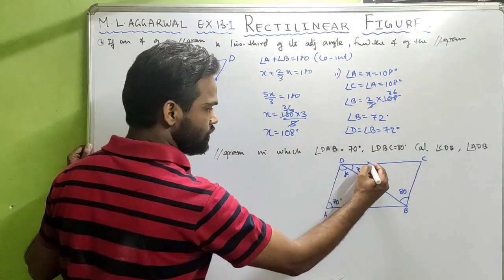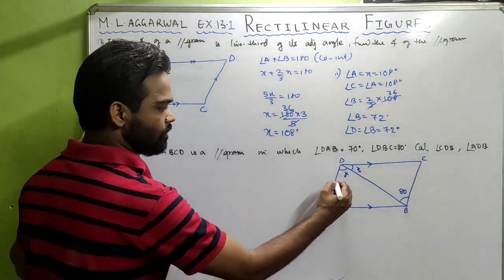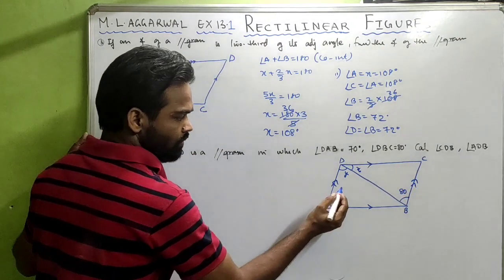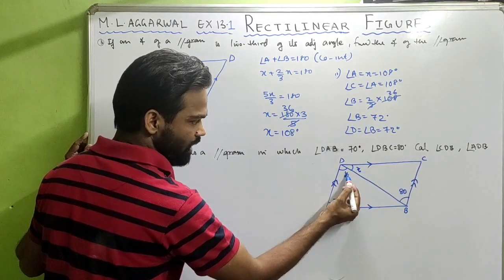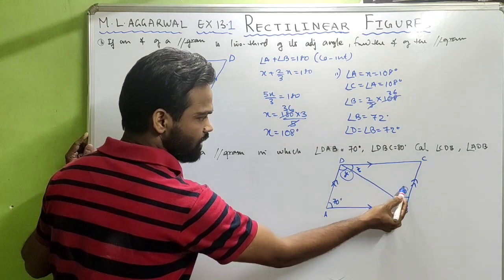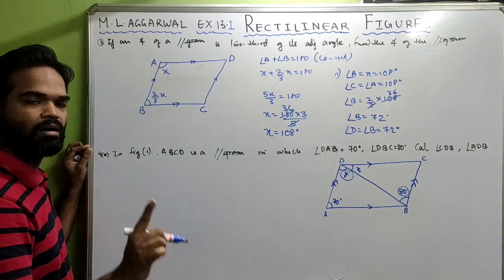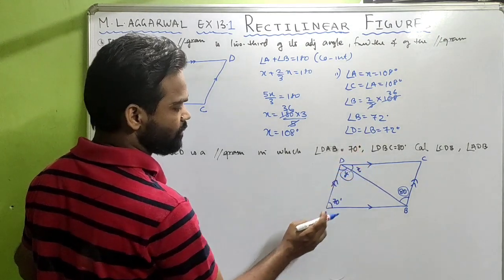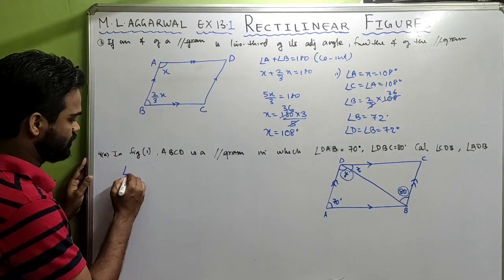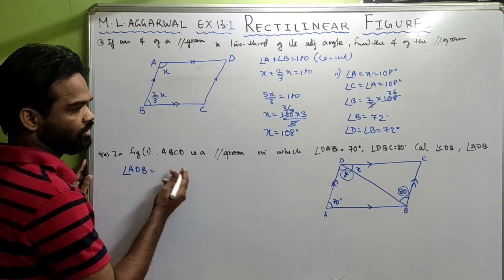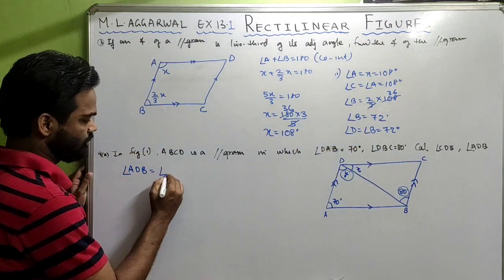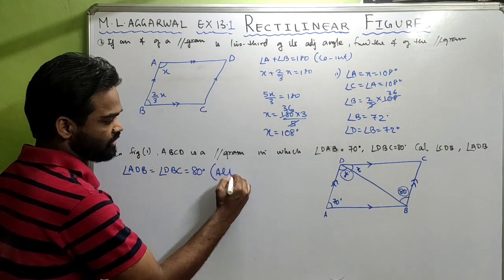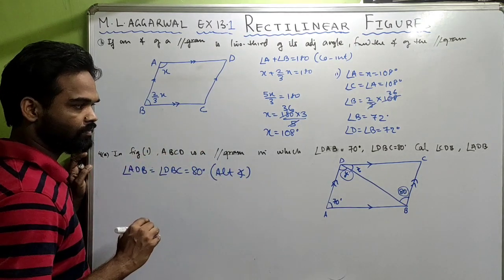Now look carefully. These two are parallel. In the parallelogram, the opposite sides are equal and parallel, which means AB is parallel to DC, which means angle Y will be equal to 80 degrees, isn't it? They are alternate angles. They ask for angle ADB. Angle ADB is equal to angle DBC is equal to 80 degrees. That's alternate angle. Don't forget to write the reason.